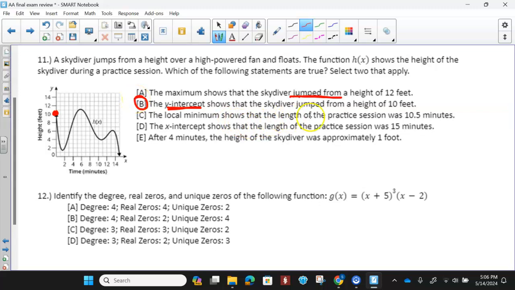The local minimum shows the length of the practice session was 10.5 minutes. Well, the local minimum is here, and that is definitely not at 10.5 minutes. We're at 1.5. So C is not an answer. The x-intercept, which is here, shows that the length of the practice session was 15 minutes. That is your second. Because then notice how after 4 minutes, where is the skydiver? Here at 8 feet, not at 1 foot. So there's your 2.